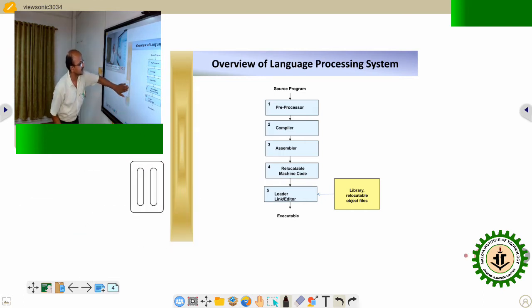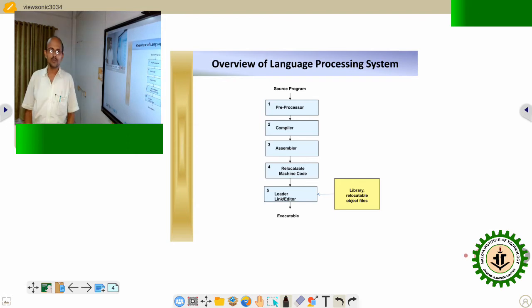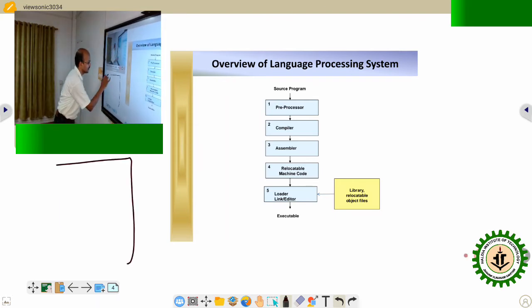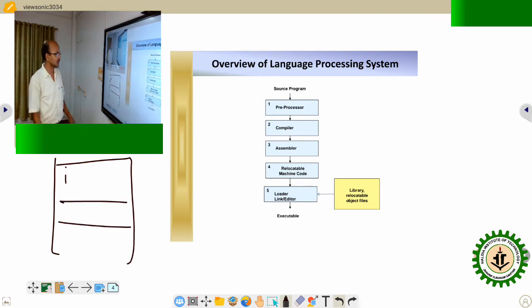Say this is your main memory, and say these memory locations are filled here, and here the code can be reloaded. Your program's executable code can be loaded here. So this is called the relocatable machine code.